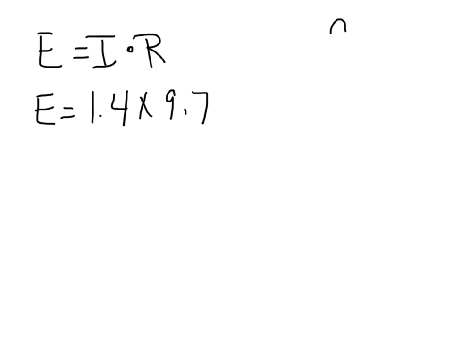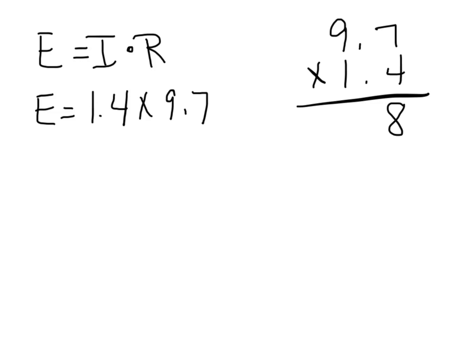Doing my math, I'm going to have 9.7 times 1.4. 4 times 7 is 28. You carry that 2. 4 times 9 is 36, plus 2 is 38. Drop a 0 to hold the place when I move over one spot. 1 times 7 is 7, and 1 times 9 is 9.